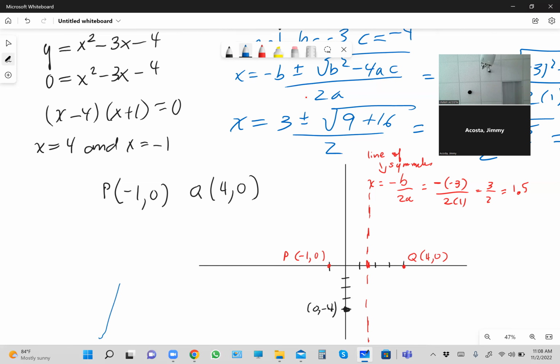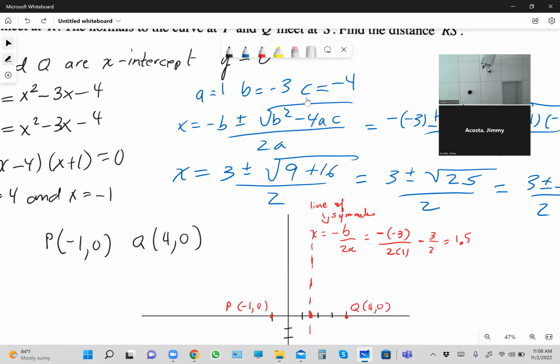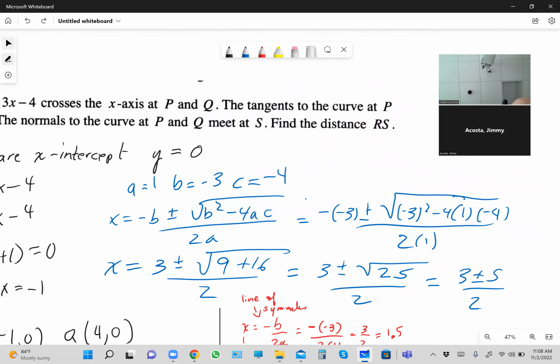But in reality, this guy here is really -b/2a plus or minus the square root of the discriminant divided by 2a. We just combine it together to make it look prettier. But -b/2a is your line of symmetry. You don't have to do completing the square. But if you complete the square, what's half of -3? -3/2.